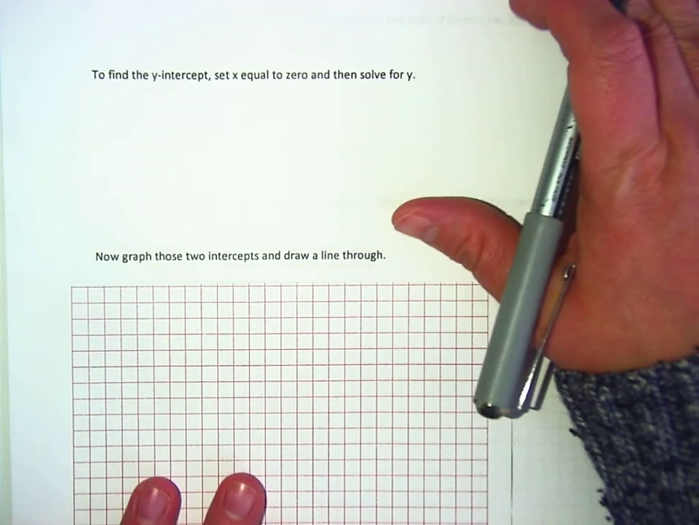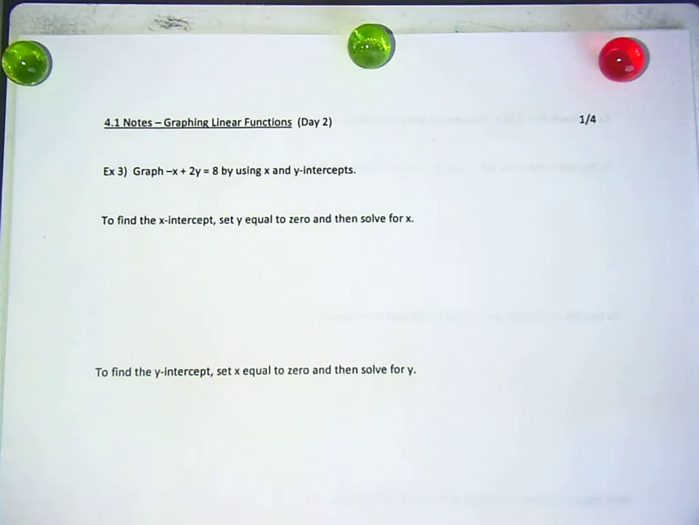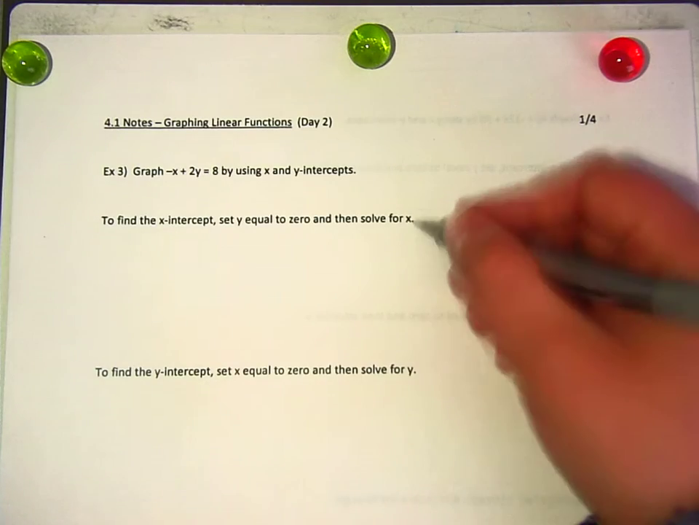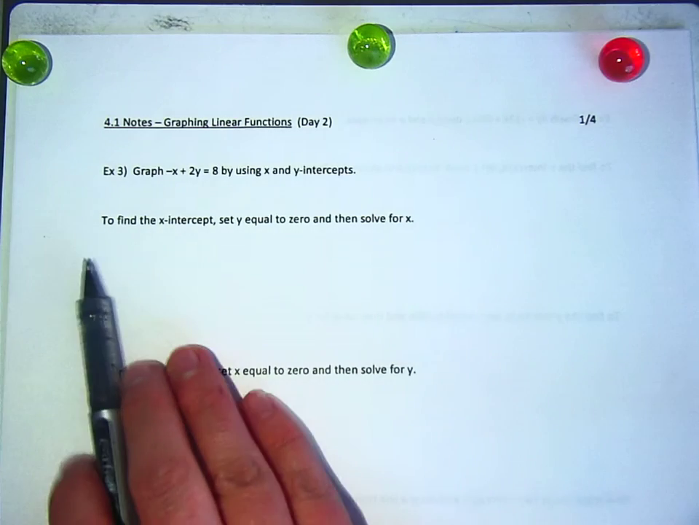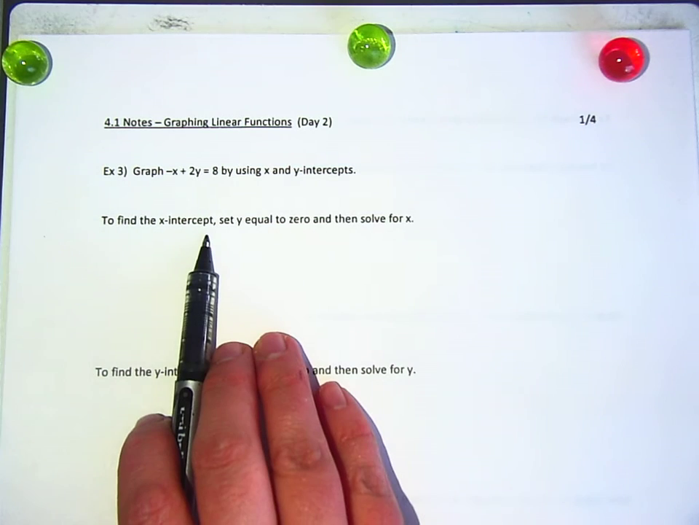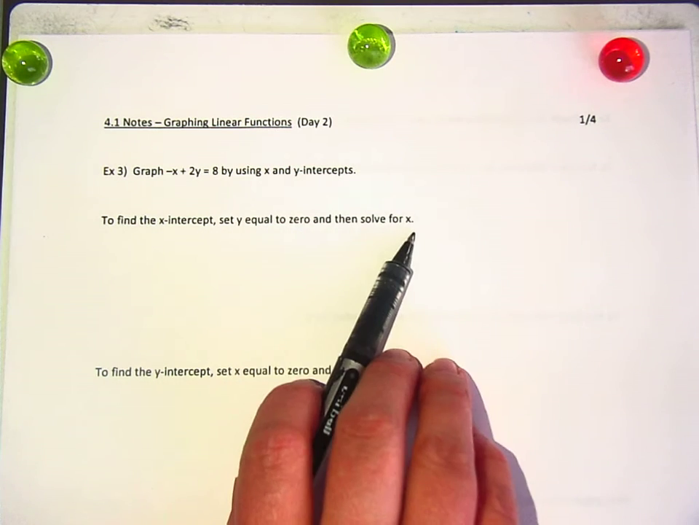So today, you know how yesterday we were graphing things by making a table and then creating a line based on those points? Today we're going to find x and y intercepts, and I wrote the instructions exactly for you. So here we go. Let's start at the beginning. To find the x-intercept, set the y equal to 0 and then solve for x.